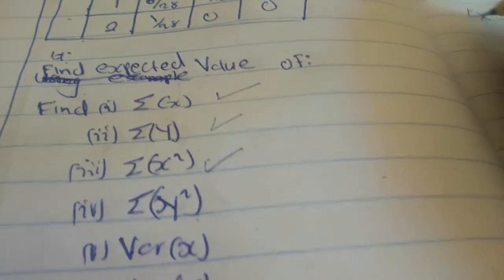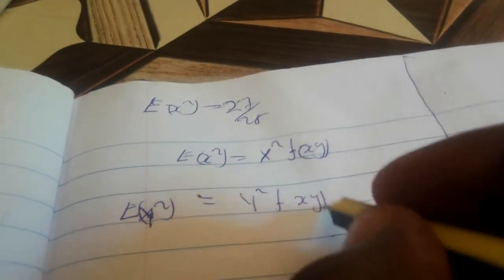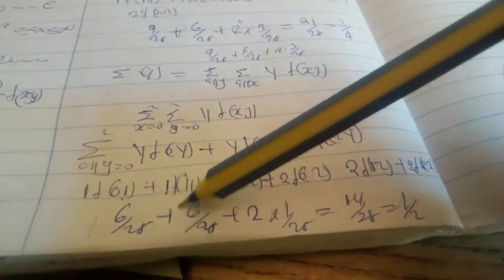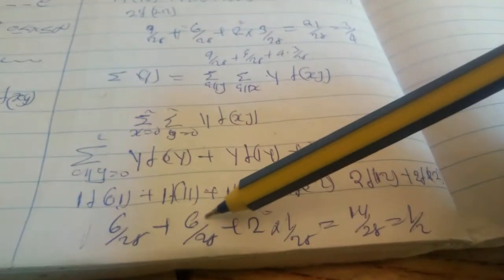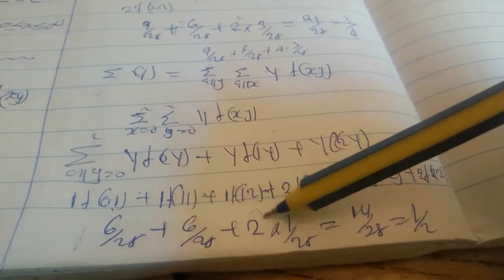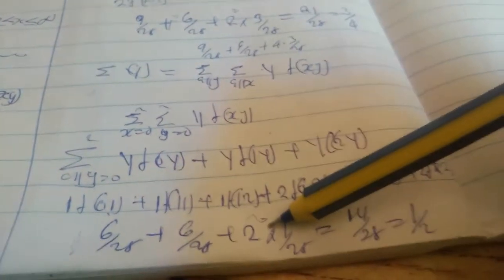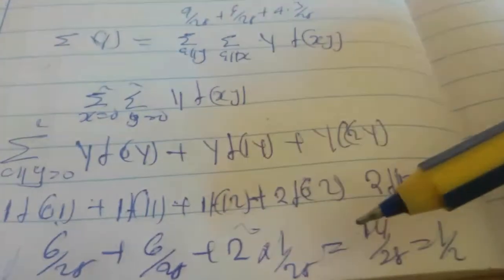So when you count from this one, summation of y squared, which is equal to y squared function of xy. So you are coming here. When this one is squared, this one has coefficient 1 squared, 1 squared, this one 2 squared. So you are going to get 6 plus 12. This one is 2 times 2, get 4. So 12 plus 4, so you get 16/28, which is equal to 4/7.